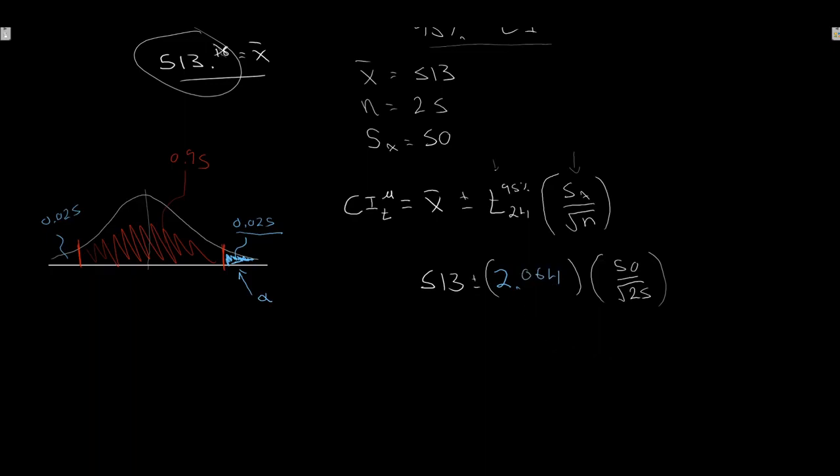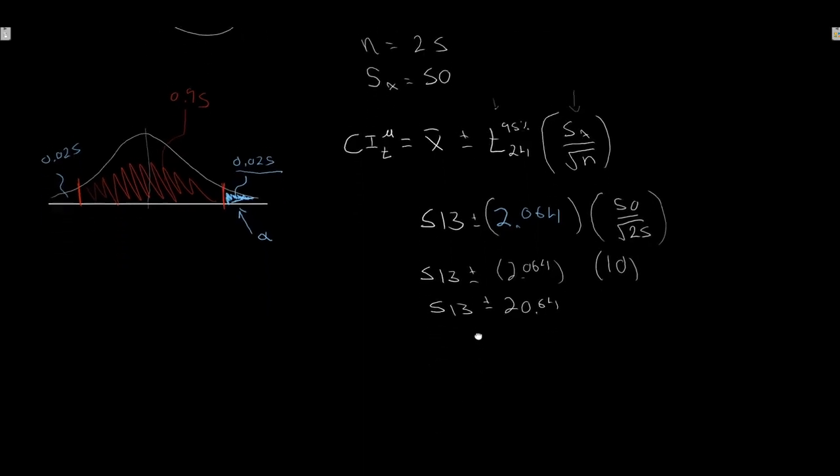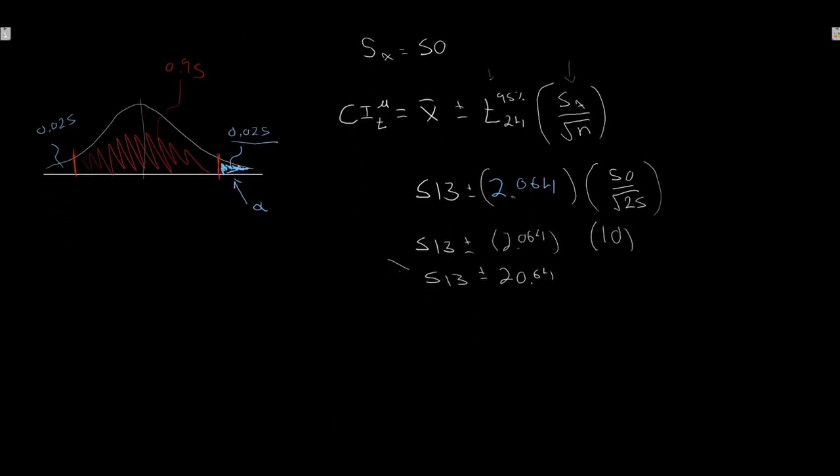So working this out then, we have 50 over root 25. Well, we've already worked that out. That guy works out to be 10. So 10, we have 2.064, and then 513 plus or minus. So that gives me 513 plus or minus my uncertainty, plus my fuzz. So 10 times my t statistic of 2.064. That's 20.64.